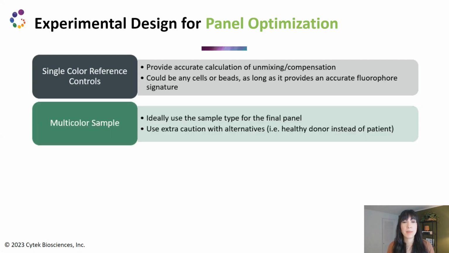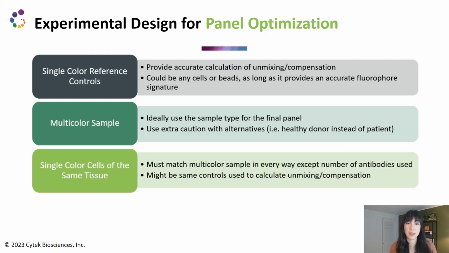The second thing is we want to combine those markers, our panel, into one tube. So you're going to bring in a multicolor sample. I would say ideally you want to run this on your final sample type, but there may be situations where you don't do that. So if you want to use a healthy donor instead of one of your patient samples, just know that if you use an alternative, your panel might behave a little bit differently, especially if there's a drastic difference in the marker antigen density between a patient and a healthy donor. So proceed with caution.